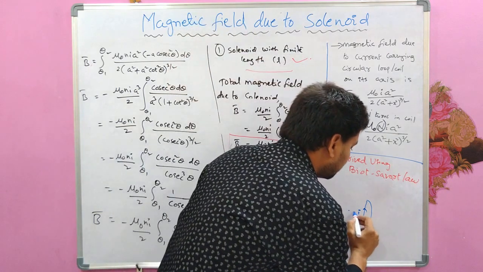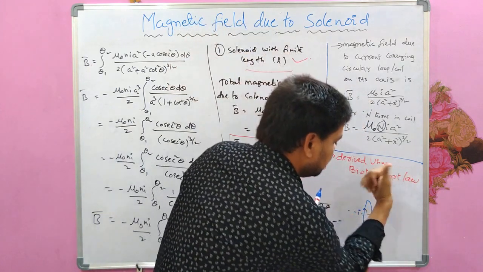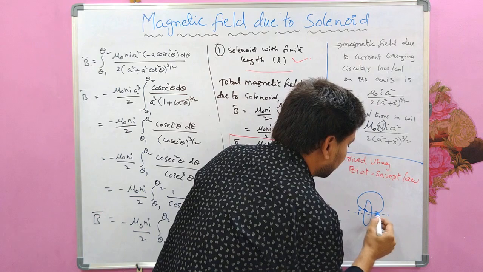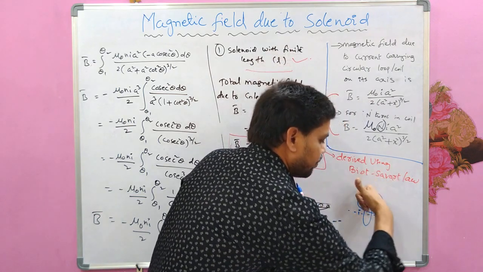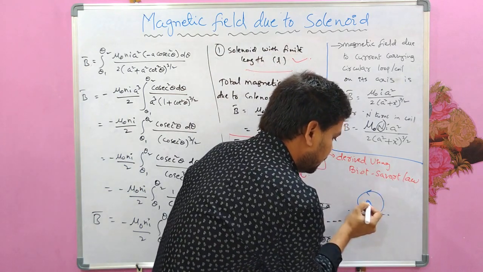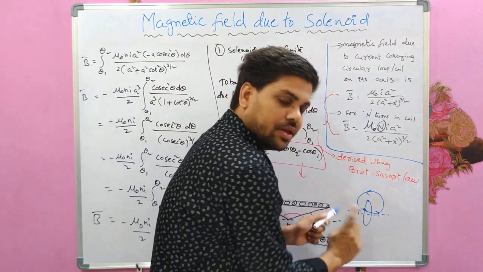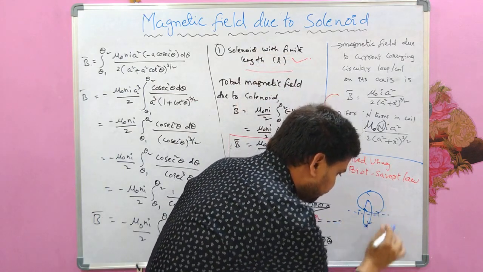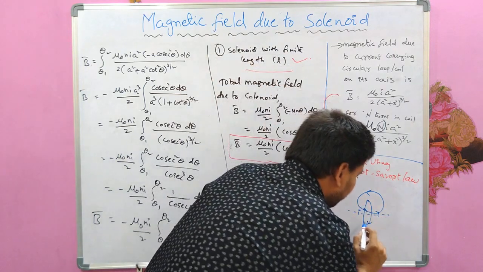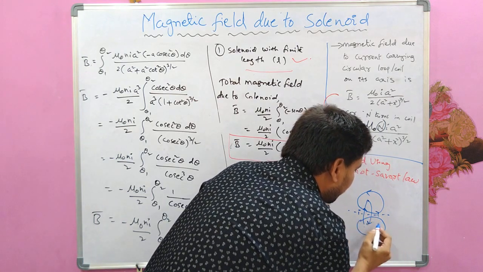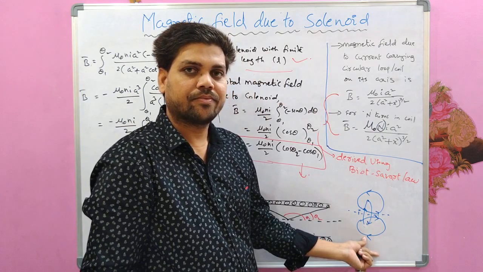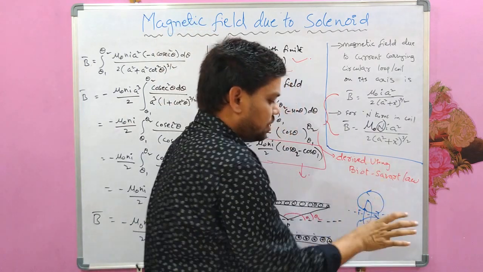How does the magnetic field look? It will be like this. The magnetic field will be like this. For this, here the current is coming out, here it is a dot. For this, the current is going in. Now what is the direction of the magnetic field? Again like this. For this it will again be like a circular loop, like this. For this it is like this.